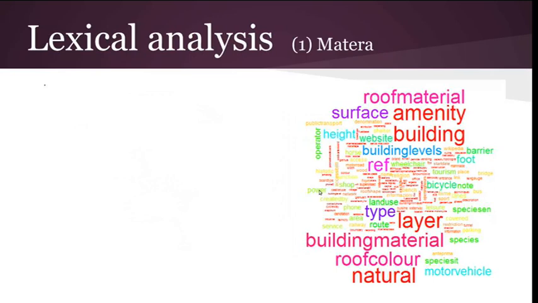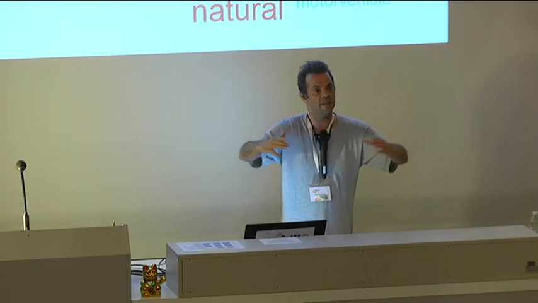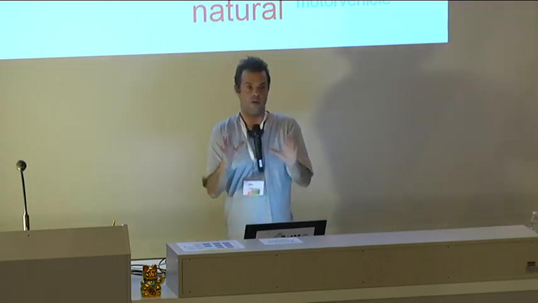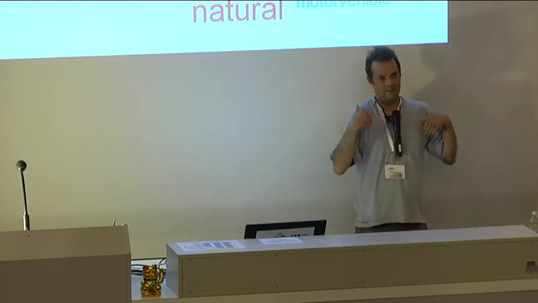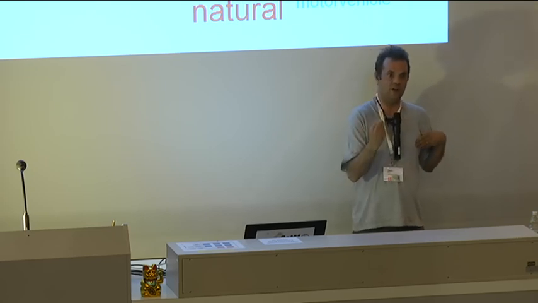This is the word cloud of Matera. This is the youngest community treated in Italy. You see tags not present in other clouds: roof material, roof color, that are not present in Florence. Why? Because people in Matera have used three-dimensional rendering. They have made a lot of experiments with 3D, which is visible in the cloud. Florence and Trento have no experience of rendering, and this is visible from the cloud.